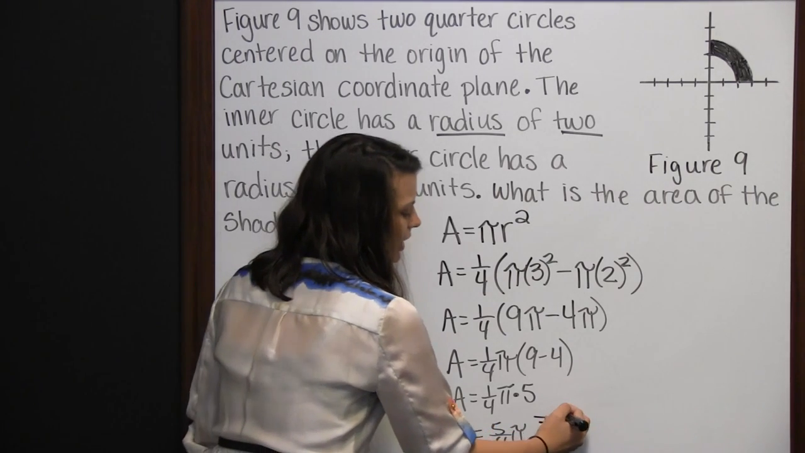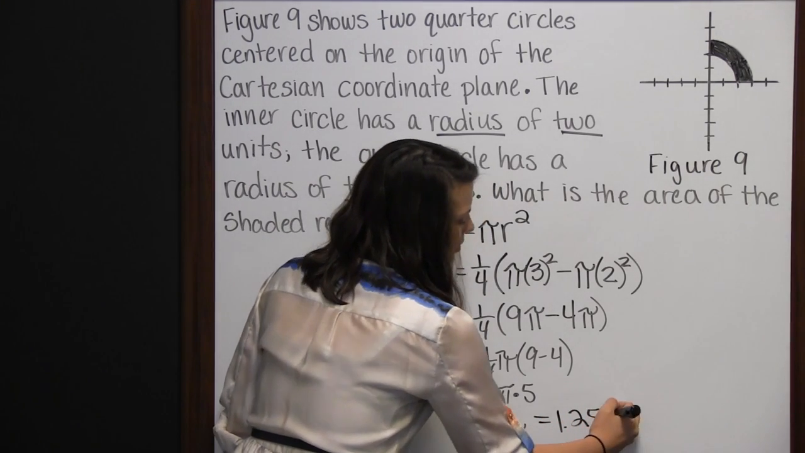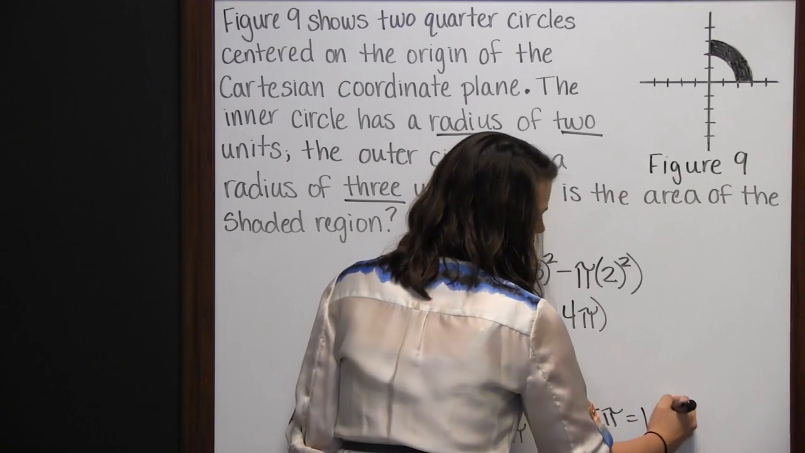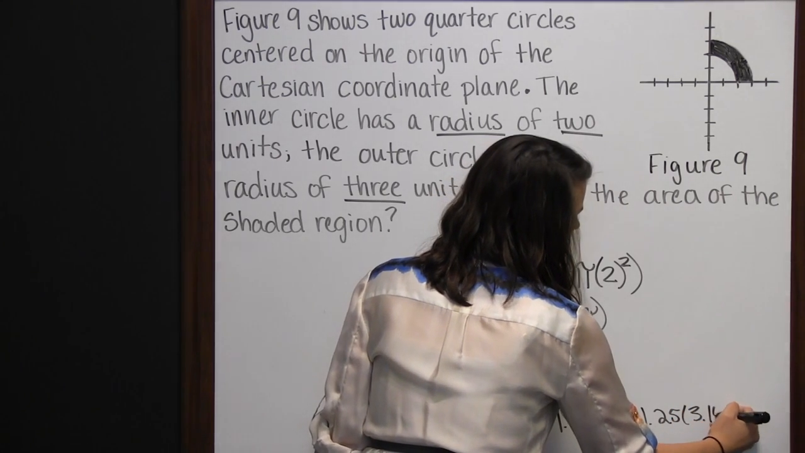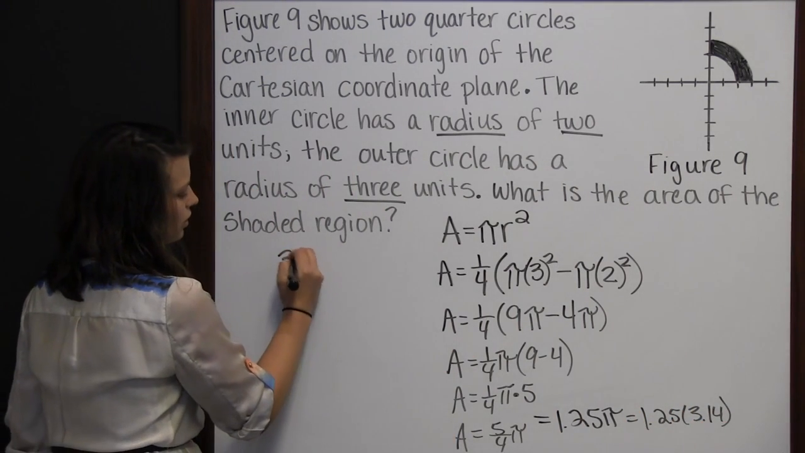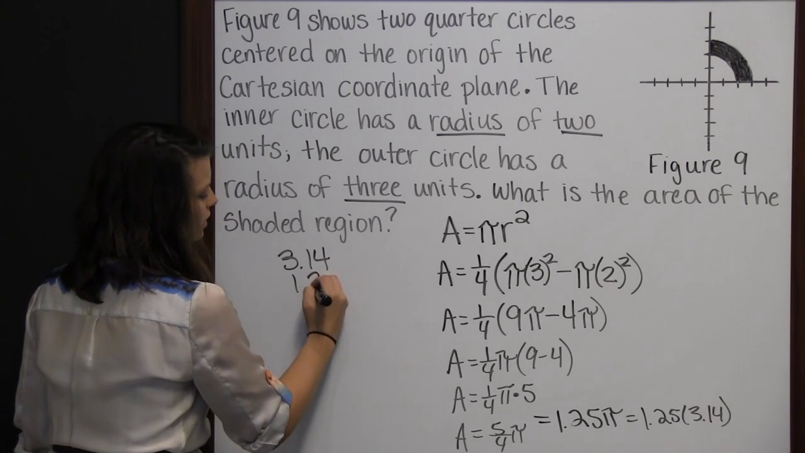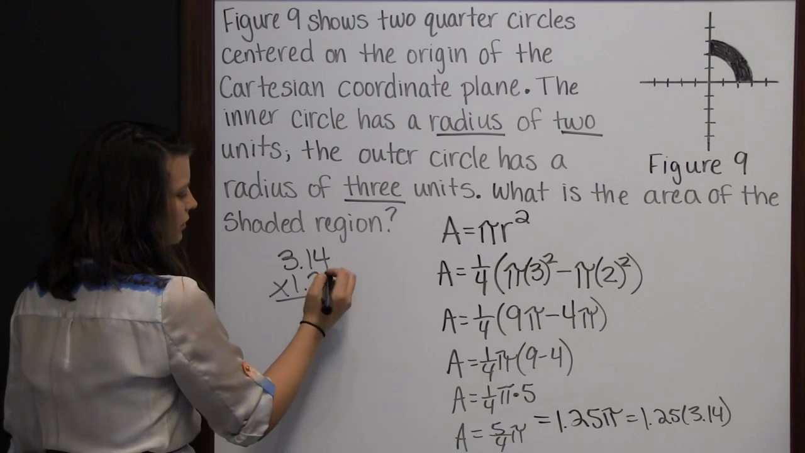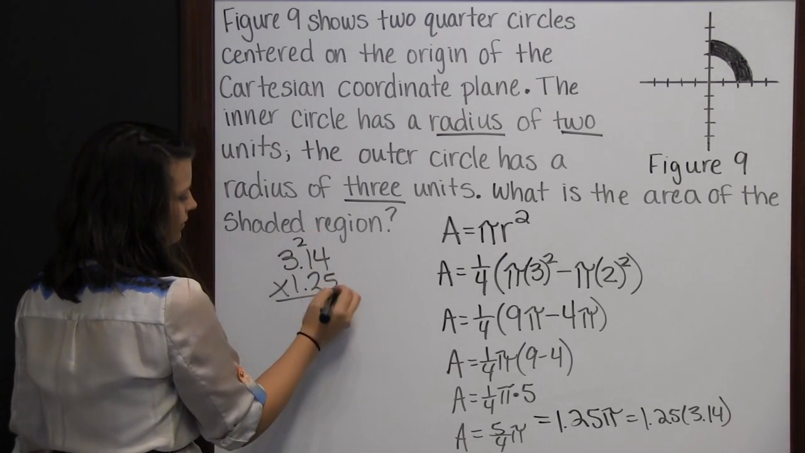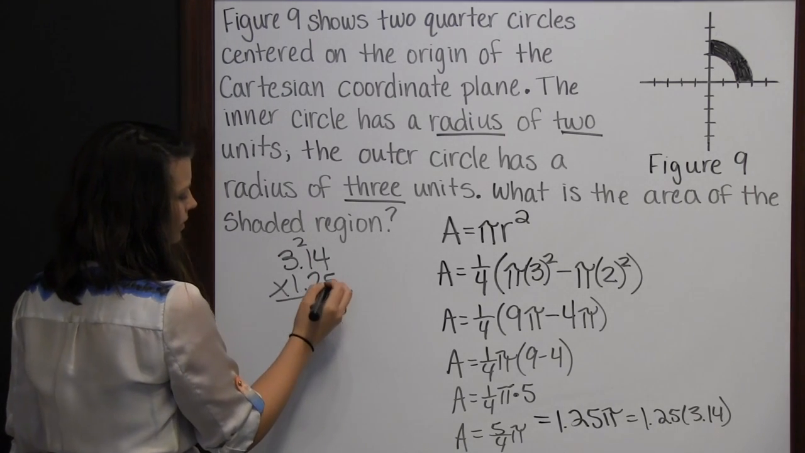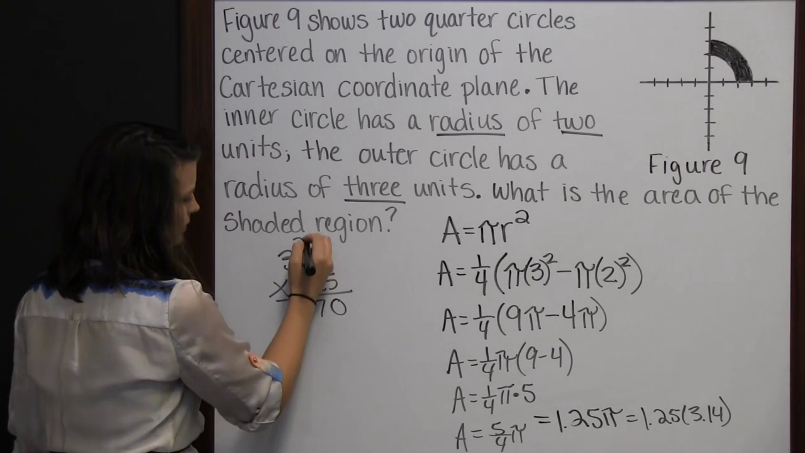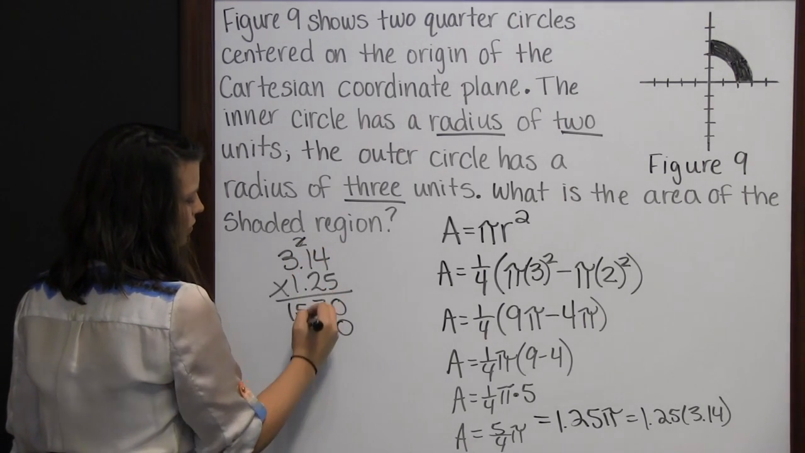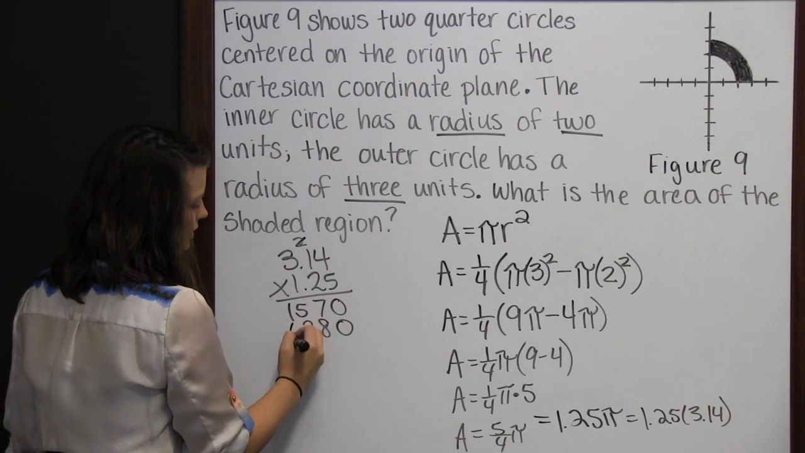And 5/4 is 1.25, so 1.25 pi. And for pi, we'll just use 3.14. So we're doing 1.25 times 3.14, and that I'm going to do over here. So 3.14 times 1.25. 5 times 4 is 20. 5 times 1 is 5, that's 7. 5 times 3 is 15. Put a zero placeholder. 2 times 4 is 8. 2 times 1 is 2. 2 times 3 is 6.